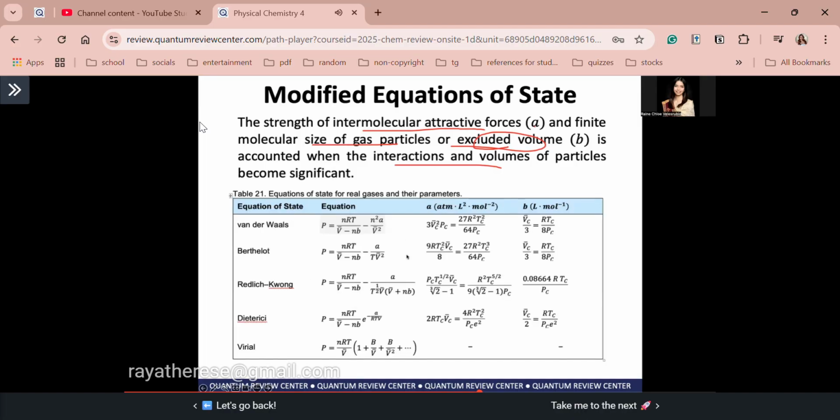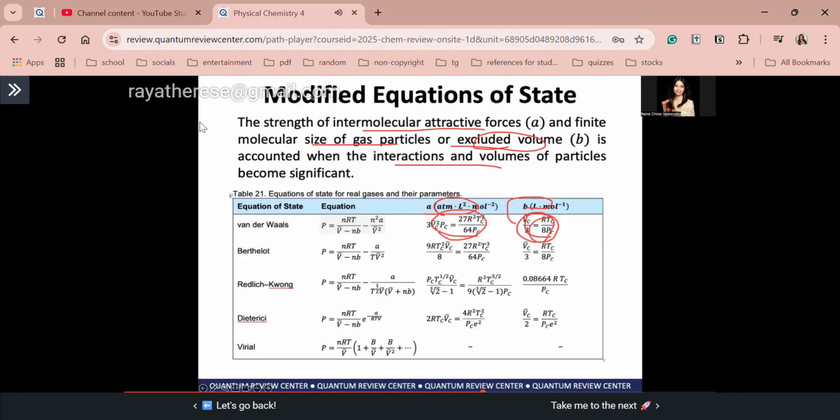So table 21 shows the equations of state for real gases and their parameters. So dito guys, yung A na pinapakita and yung B. Okay? A refers to the intermolecular attractive forces. So yung expression na to takes into account yung IMFAs. Okay? And then si B naman takes into account the finite molecular size of gas particles and the excluded volume. So it is expressed by this equation.